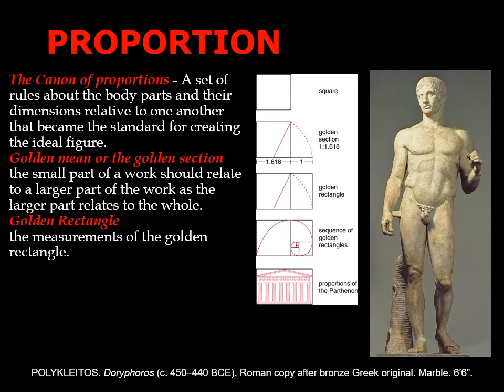And so getting into proportions, the canons of proportions. Basically, the Greeks figured out the idea of proportions, the golden mean, the golden section, 1 to 1.618. So you can see, if you love math, a breakdown of how that all works there.